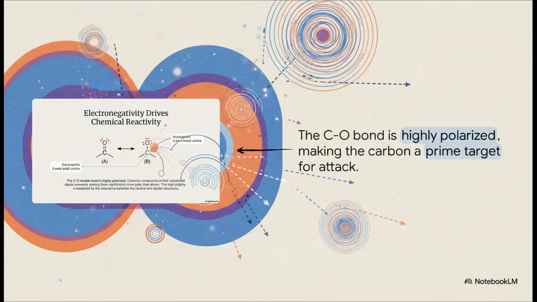So here's the absolute key. Oxygen is more electronegative than carbon. It's just a bit greedy for electrons. This means it pulls those shared electrons in the bond towards itself. This tug of war creates what's called a dipole, which you can see on the slide. The oxygen becomes a little bit negative, and that leaves the carbon a little bit positive. And that positively charged carbon is basically a giant target for other molecules to attack. This right here is the secret sauce of carbonyl chemistry.